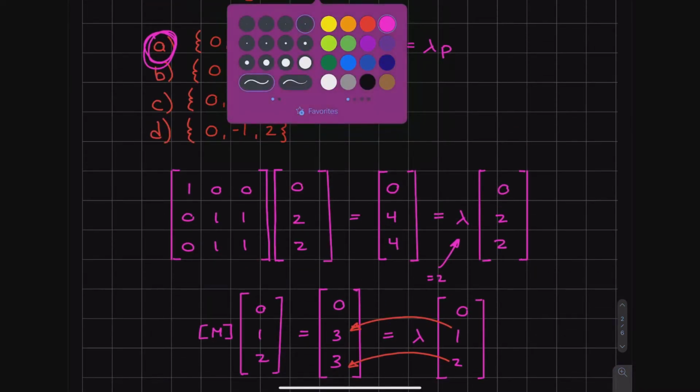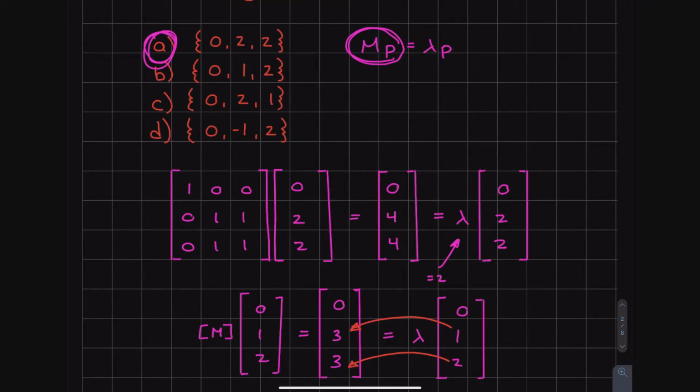So you can do this for vectors C and D if you're feeling brave, but you don't need to. We found the correct eigenvector already, which is A.